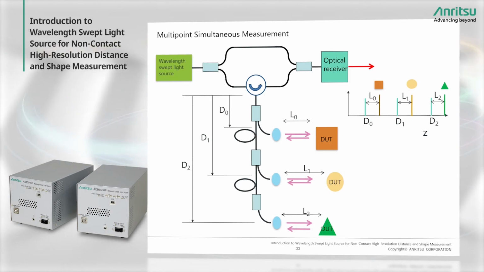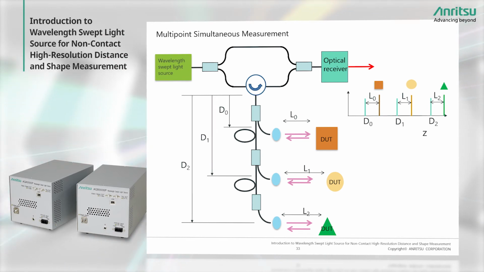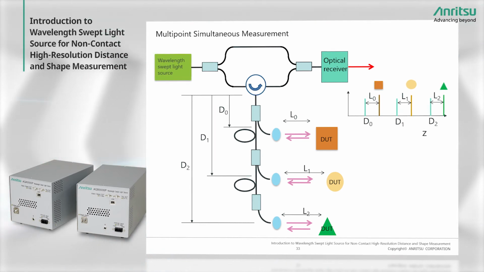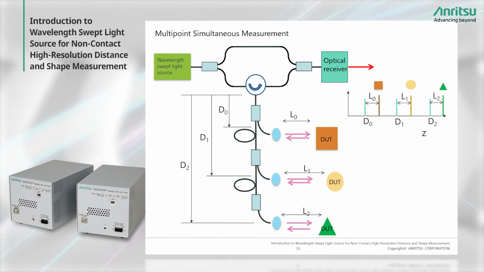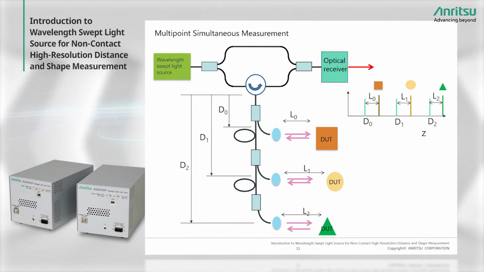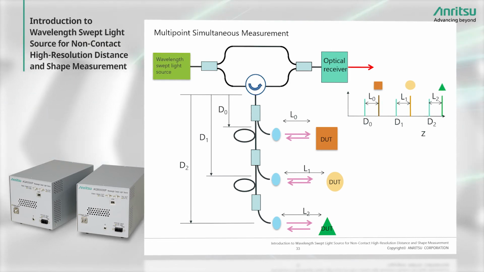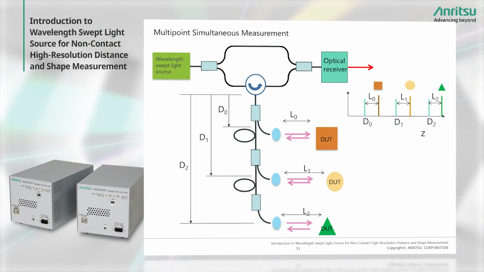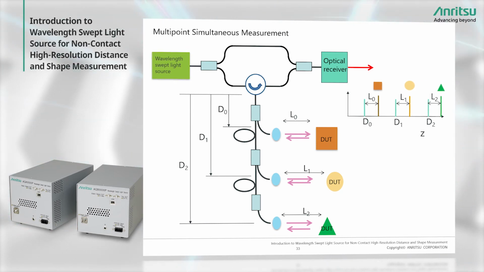Using OFDR, it is possible to measure the distance to multiple reflection points. For example, as shown here, pairs of collimator lenses and DUTs can be connected in a cascade using delay fibers. The graph on the right shows the FFT results obtained from this setup, indicating that each reflection peak can be measured simultaneously using the lengths to L0, L1, and L2.